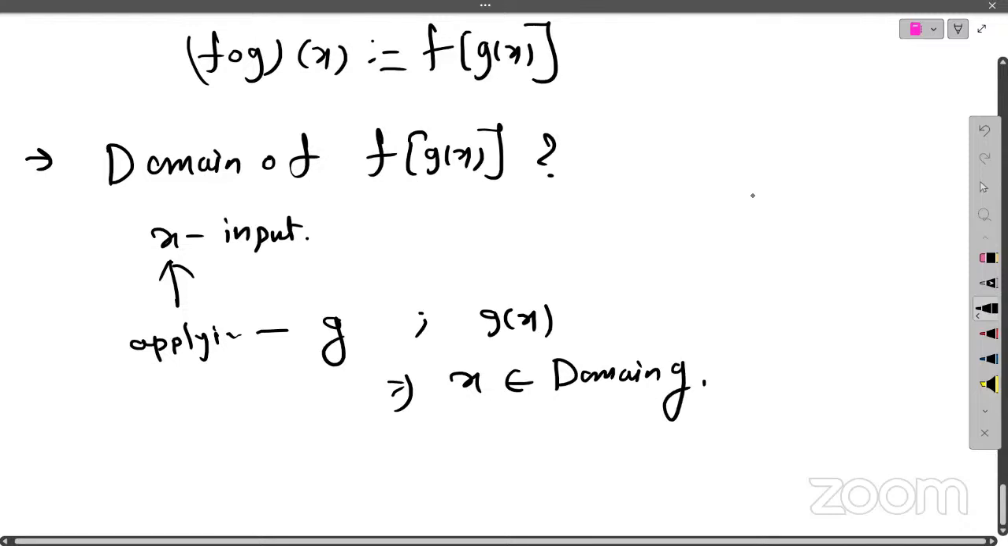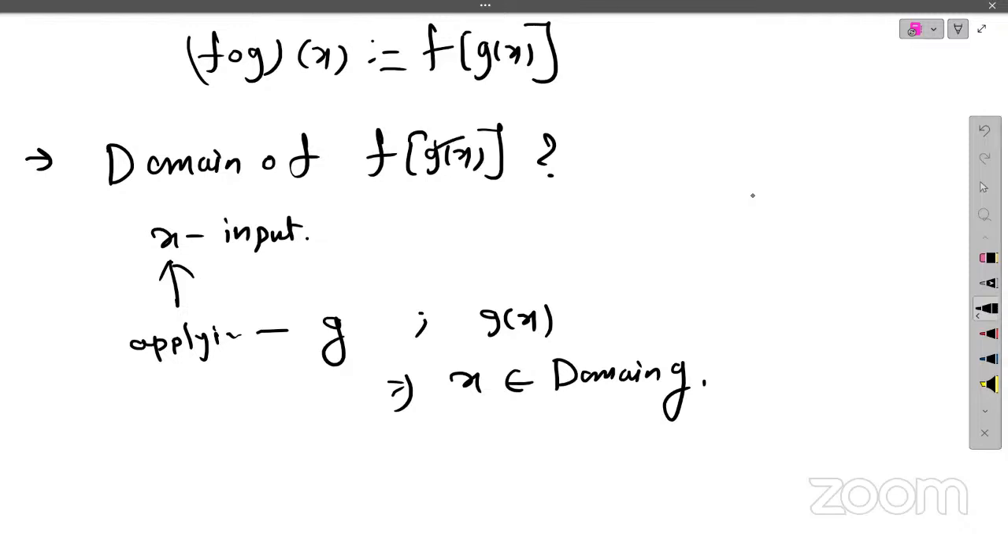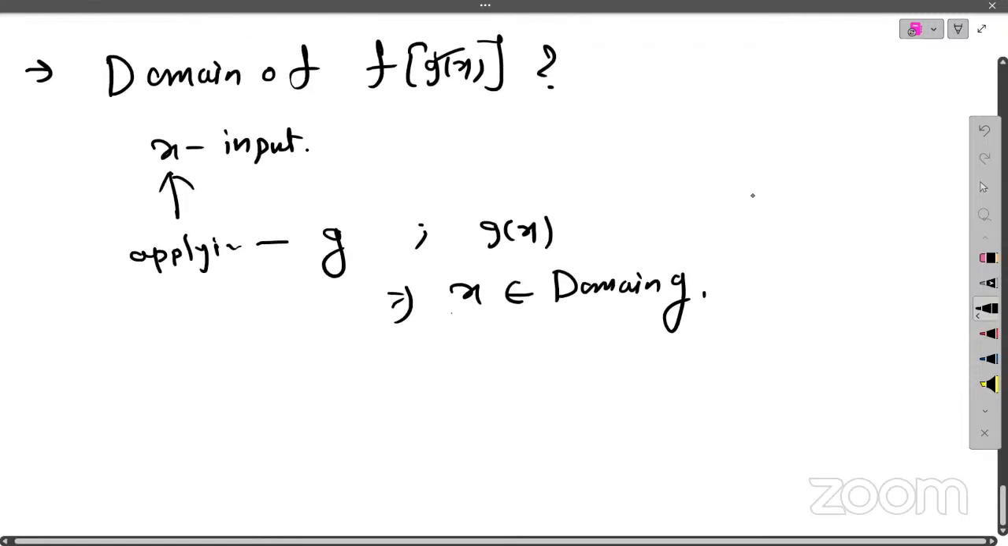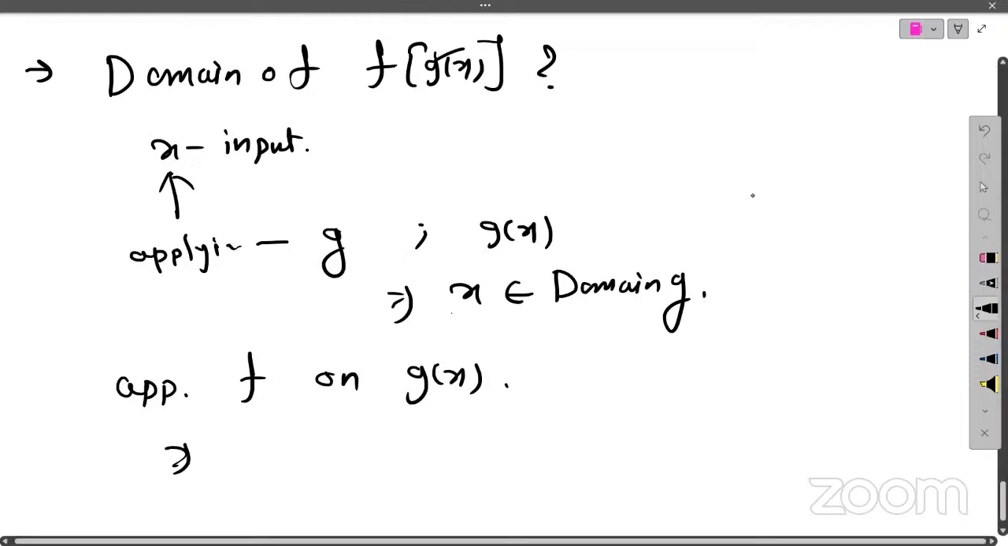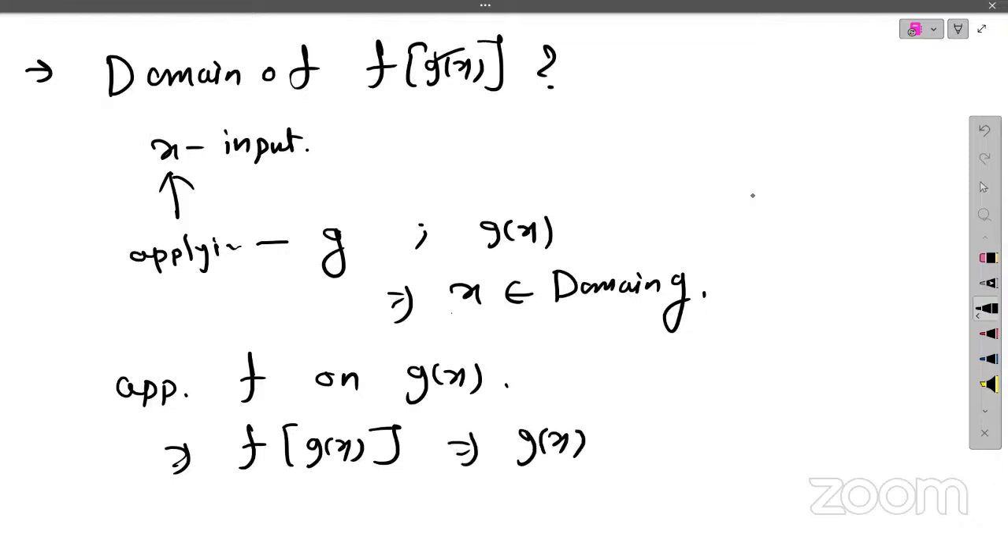Because if you want to compute f composite g of x, that means we are applying g first on x. So if we want to apply g on x, then g of x should make sense. And what does that mean? It means that x should come from the domain of g, right? Now further, we are applying f on g of x, so f of g of x should make sense. That means this g of x should belong to the domain of f, right?